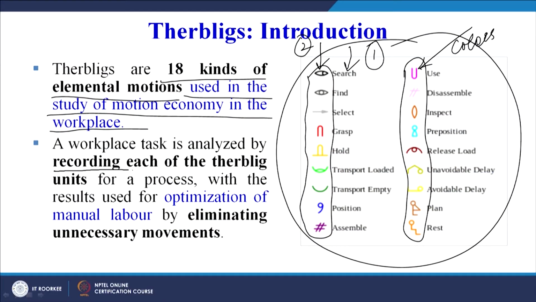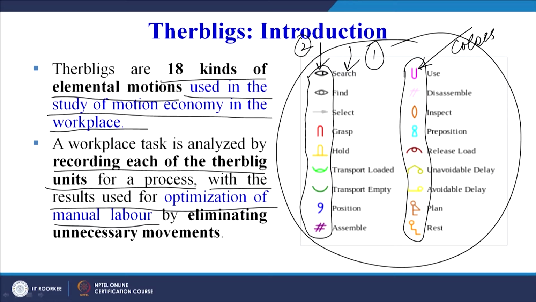Then we have seen that we need to focus on the micro motion level also. In the previous session we focused on micro motion study, and today we are trying to understand how we can implement the method study at the micro level, and at the micro level we will make use of these Therbligs, which are represented with the help of different colored symbols. So a workplace task is analyzed by recording each of the Therblig units for a process, with the results used for optimizing the manual labor.